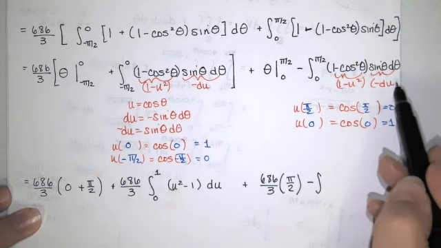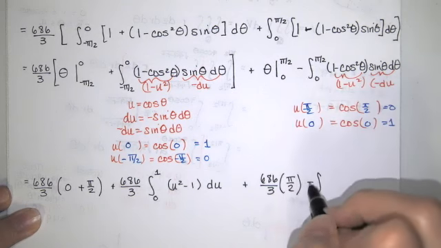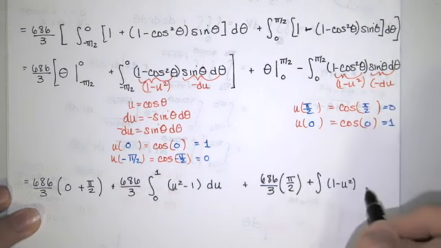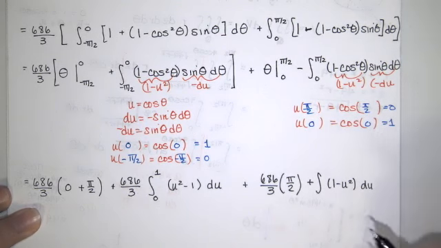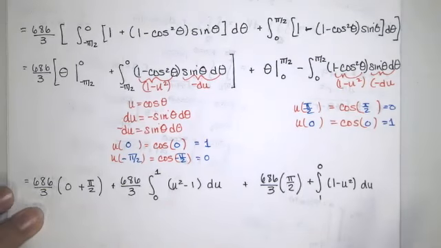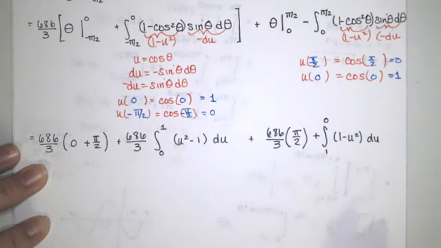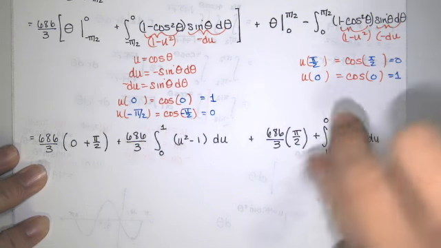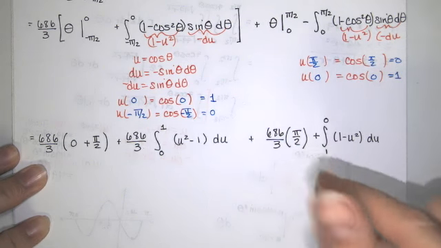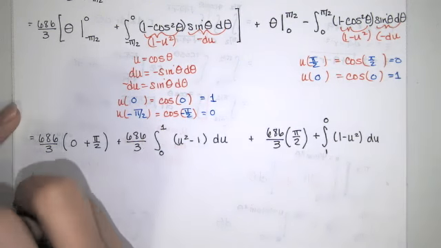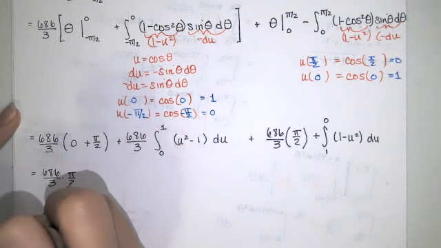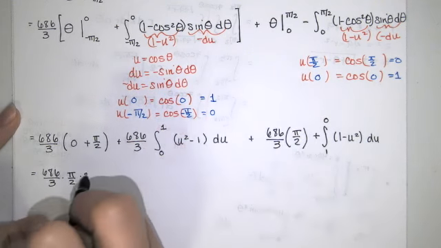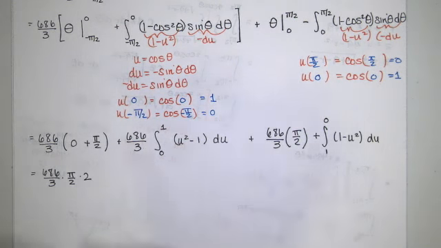I have a negative du times this. So the negative times the negative would make that a positive. And then we have an integrand of 1 minus u squared du, evaluated from the lower bound of 1 to the upper bound of 0. Okay, now we can actually flip these if we multiply by -1. So we end up with 686/3 times pi/2 here, plus another one of those. So I've got 2 of those. That's taking care of this guy and this guy.